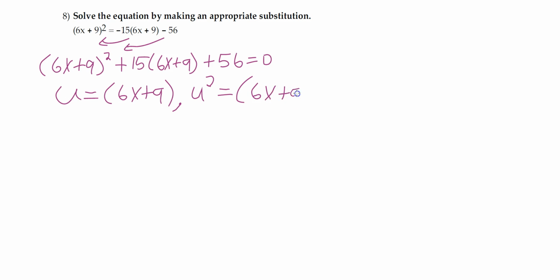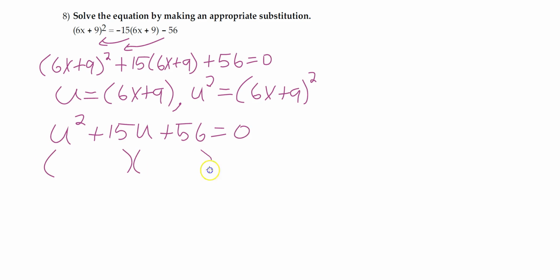(6x + 9) squared. Now don't FOIL that out. That's exactly what we have. That's u squared. This is going to work great. So we have u² + 15u + 56 = 0. I believe this one factors. Let's take a look. If not, the quadratic formula always works.